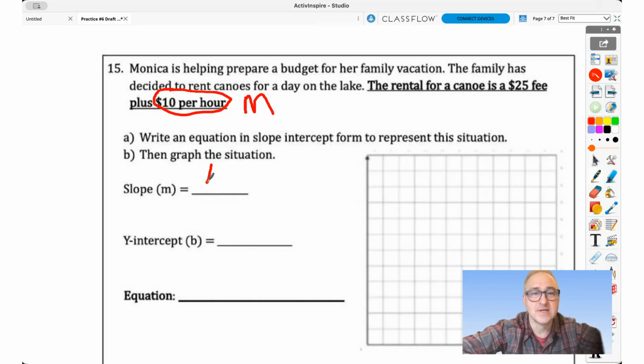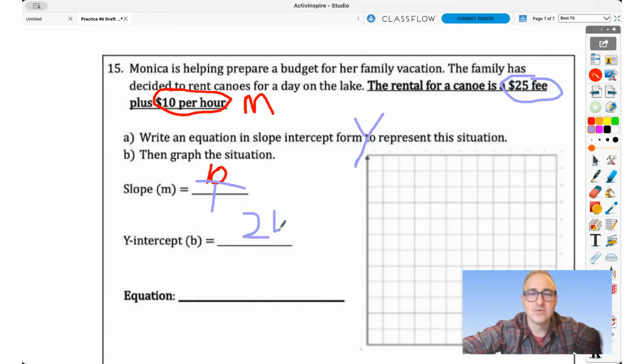So our slope is 10. Now 10's not a fraction. We've had fractions, but you might remember from a couple days ago that any whole number can be made a fraction by putting it over 1. So here our slope is up 10 over 1. And our b is our starting amount. It's our beginning value. We begin here on the y-axis. And how much money does Monica's family begin with? Yeah, they begin with $25. So that's why that's our b.